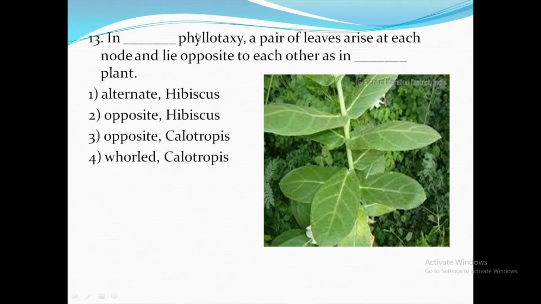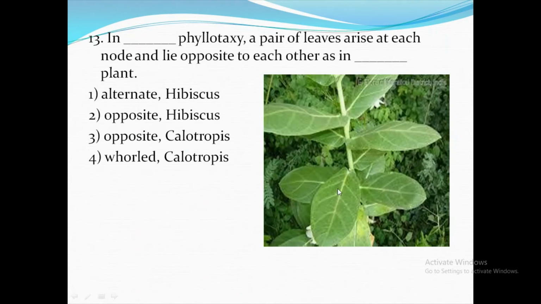In opposite phyllotaxy, a pair of leaves arise at each node and lie opposite to each other, as in Calotropis plant. Now they have mentioned here that two leaves arise. A pair of leaves means two leaves arise from a single node and they lie opposite to each other. This is seen in opposite phyllotaxy, and here the plant is Calotropis. So the answer is: here we should fill opposite and here Calotropis.